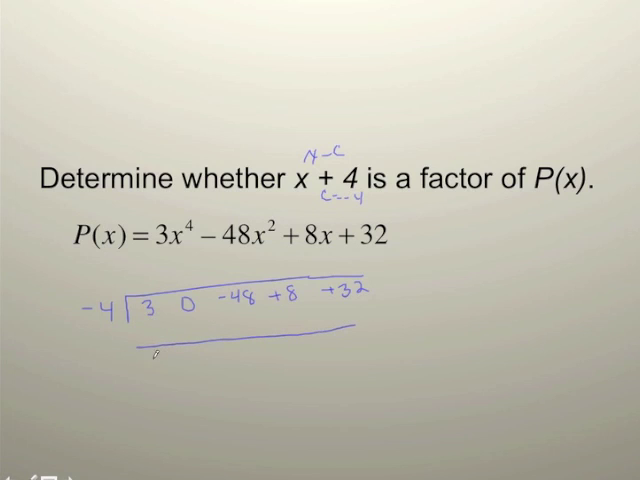Bring down the 3. Negative 4 times 3 is negative 12. Add is negative 12. Negative 4 times negative 12 is positive 48. That adds to 0. Negative 4 times 0 is 0, plus 8 is 8. And negative 4 times 8 is negative 32. And the remainder is 0. So yes, x plus 4 is a factor.